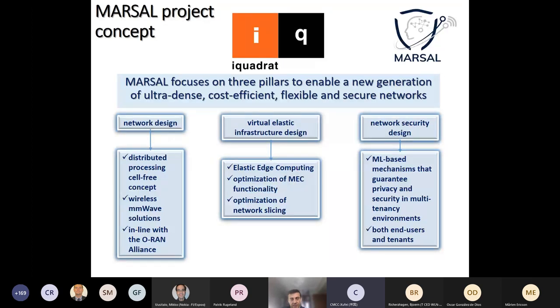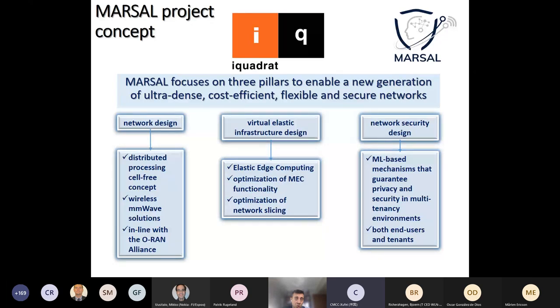Our second pillar is built on the elastic edge computing notion, where we target to optimize the functionality of the MEC and the network slicing management systems by considering a hierarchy of analytics and decision making. And we also have the third pillar, where we apply the solutions that we developed, machine learning-based mechanisms that guarantee privacy and security in multi-tenancy environments, targeting both end users and tenants. So we are also working on the network security part.